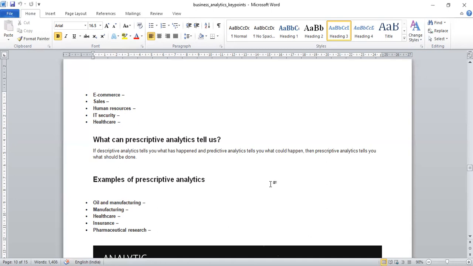So what is prescriptive analytics? Descriptive analytics done, diagnostic done, predictive done, now prescriptive. If descriptive analytics tells you what has happened and predictive analytics tells you what could happen, then prescriptive analytics tells you what should be done. That is some kind of prescription written by a doctor. That is prescriptive analytics.